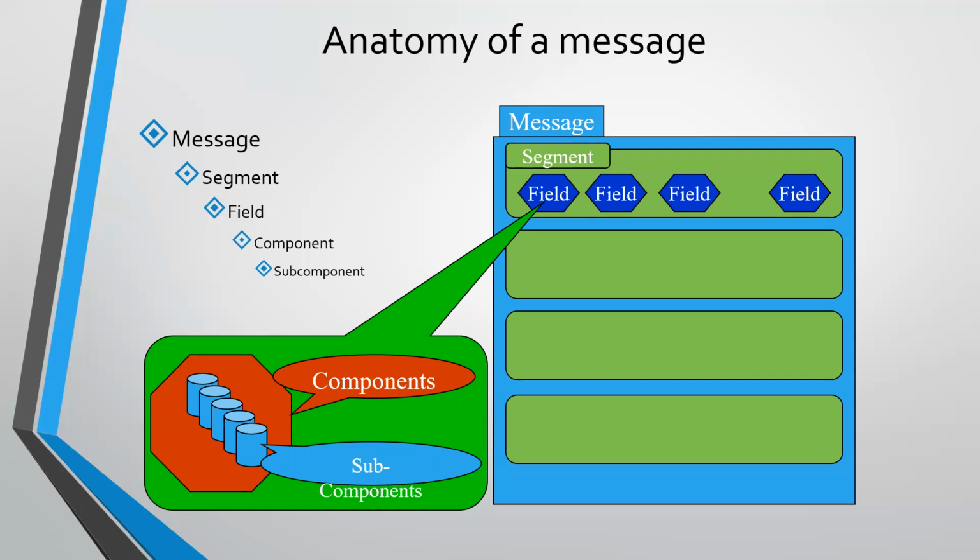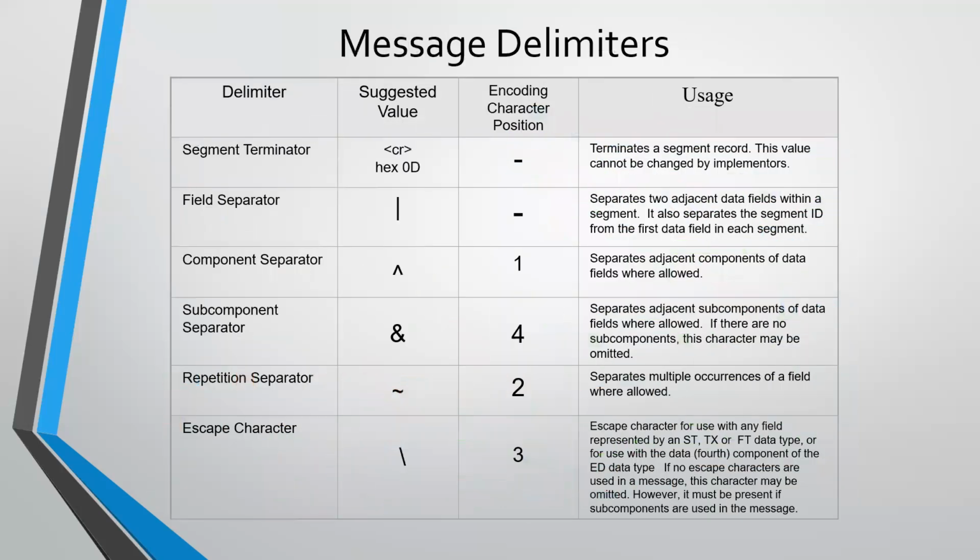Sub branches will have their own leaves, right? Leaves and petals will be there. So those leaves can be called components, and petals, the small leaves, can be called subcomponents. You can take the structure of a tree to keep in mind what the structure of an HL7 message would be.